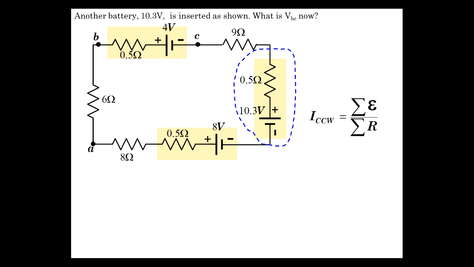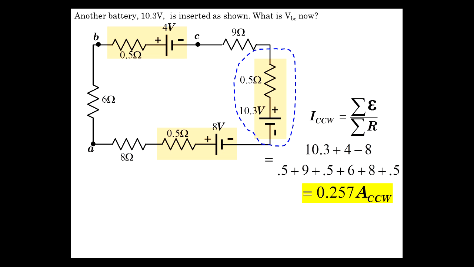Sum of the EMFs over sum of R. 10.3 plus the 4 minus the 8 over all the resistances. Gives us 0.257 amps counterclockwise. So reverse the direction of current. Now this battery is flowing current the way it likes to do it.